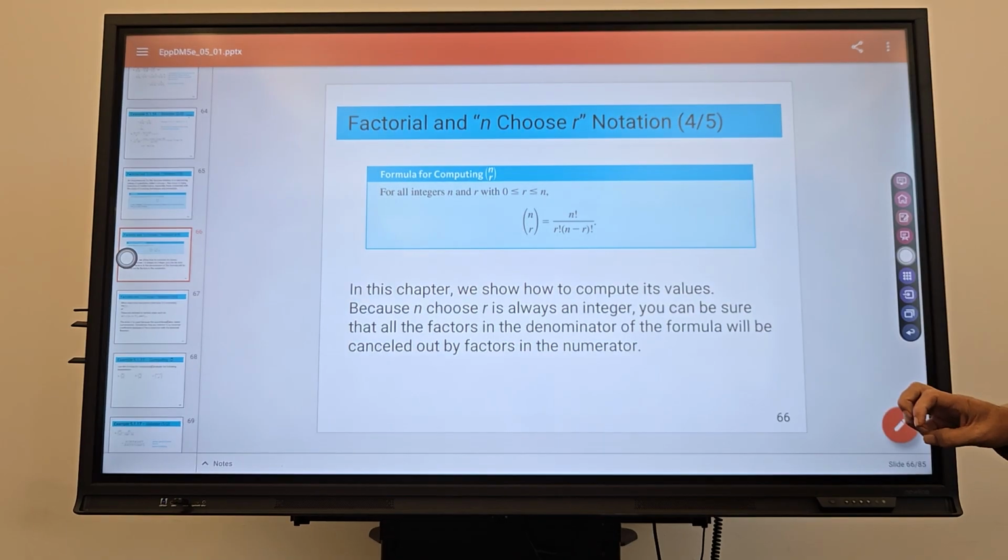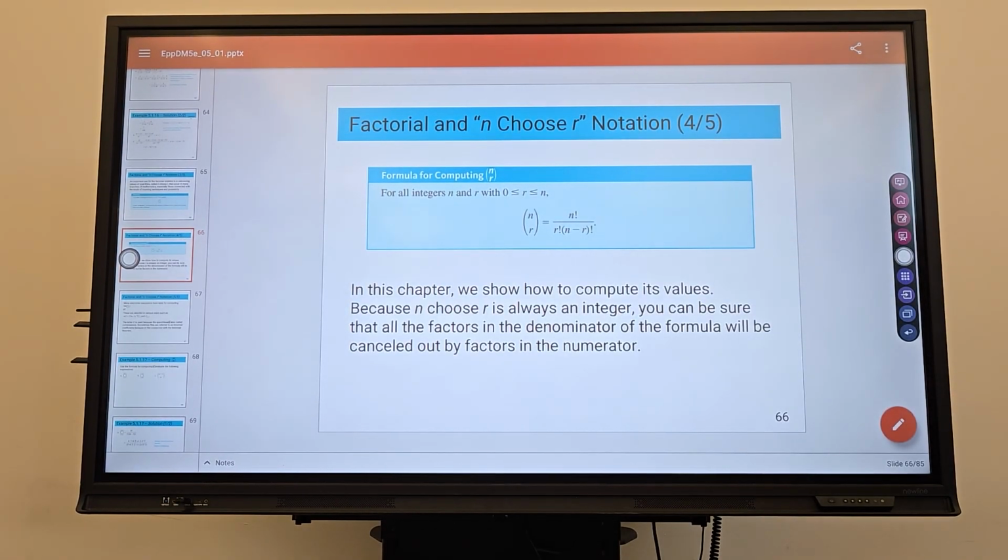So computing n choose r is n factorial over r factorial times n minus r factorial. Because n choose r is always an integer, you can be sure that all the factors in the denominator of the formula will be canceled out by factors in the numerator.